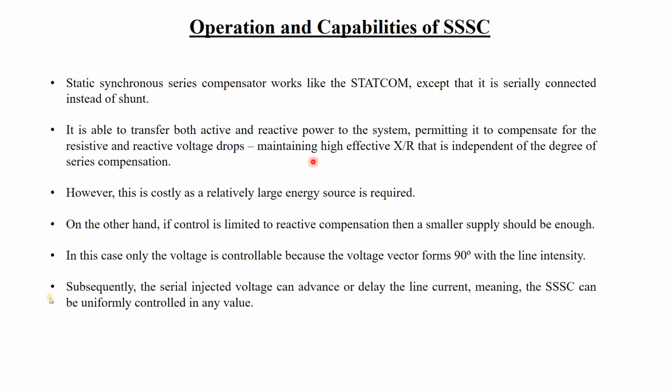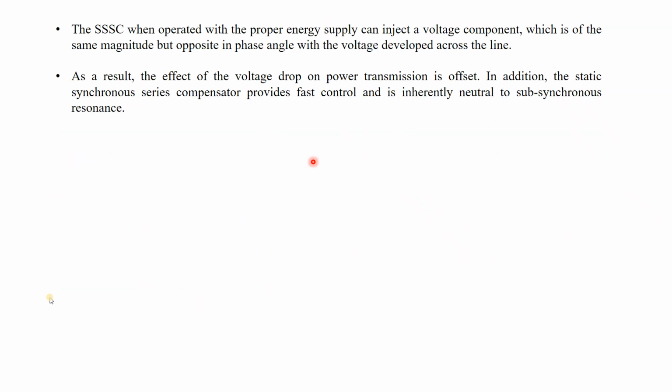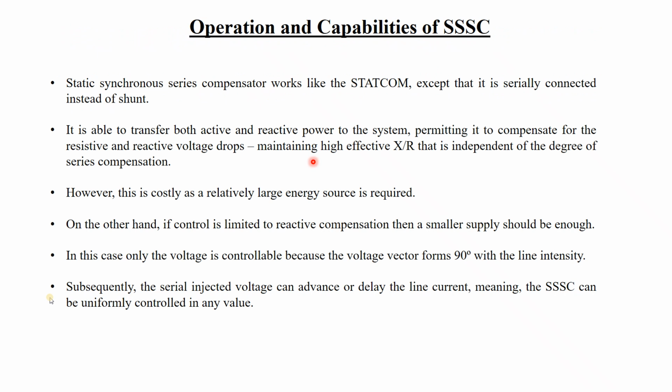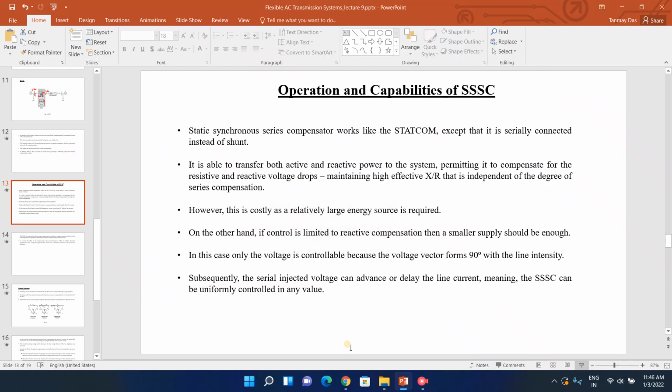So in this case, only the voltage is controllable because the voltage vector forms a 90-degree with respect to line. So subsequently the serial injected voltage can be advanced or delay line, so meaning the SSC can be uniformly controlled in any value. So details we will be discussing later, in this particular mode of operation. So in that case, we will be discussing this once again. That will be better, since we don't have time now for today.